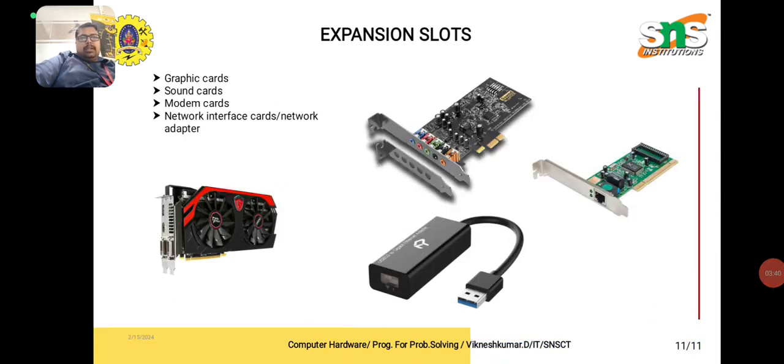Next we are going to see expansion slots. The expansion slot is used for graphics cards, used for graphics; sound card, used for making sounds; modem card, used for internet connections; and network interface card or network adapter, used for network connectivity. For high graphics, we use graphics cards, which use high-generation RAM. The sound card generates high performance sound, and the modem card is used for networking.